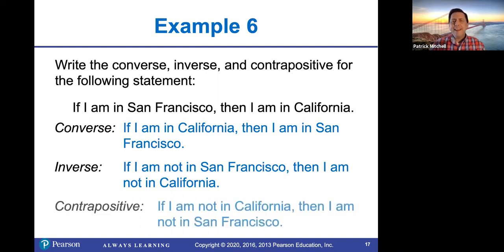However, if I am not in California, a few weeks ago, for example, I went to New Jersey to visit my family. If I am not in California, then I am not in San Francisco. Check. I was in New Jersey. I was not in San Francisco. So it turns out we're going to actually prove this in a minute. The contrapositive has the exact same logical meaning as the original statement. But the converse and the inverse do not. Those are different statements from the original.